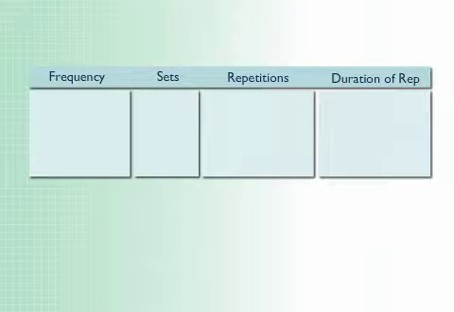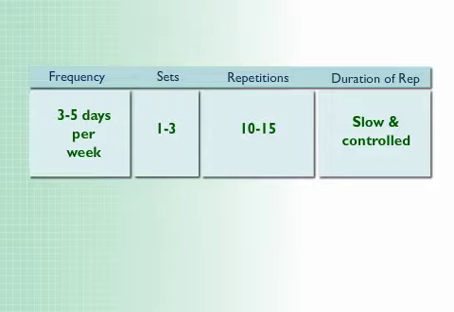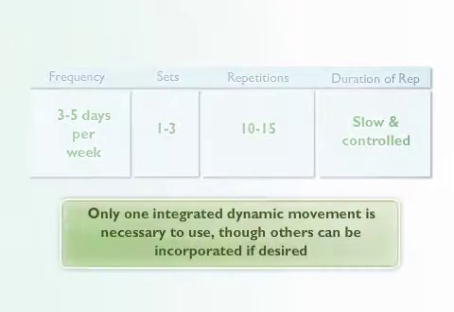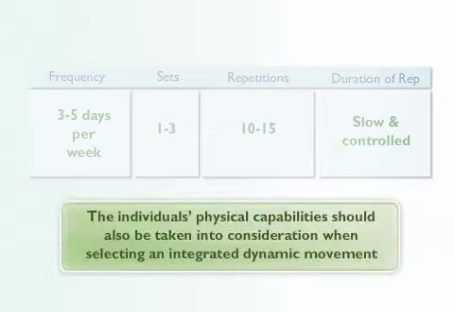Depending on the intensity and volume of exercises used, integrated dynamic strengthening exercises are safe to use anywhere from 3 to 5 days per week. Depending on the needs of the client, one can perform 1 to 3 sets of 10 to 15 repetitions with a slow and controlled tempo. Generally, only one integrated dynamic movement is necessary to use, though others can be incorporated if desired. The individual's physical capabilities should also be taken into consideration when selecting an integrated dynamic movement.